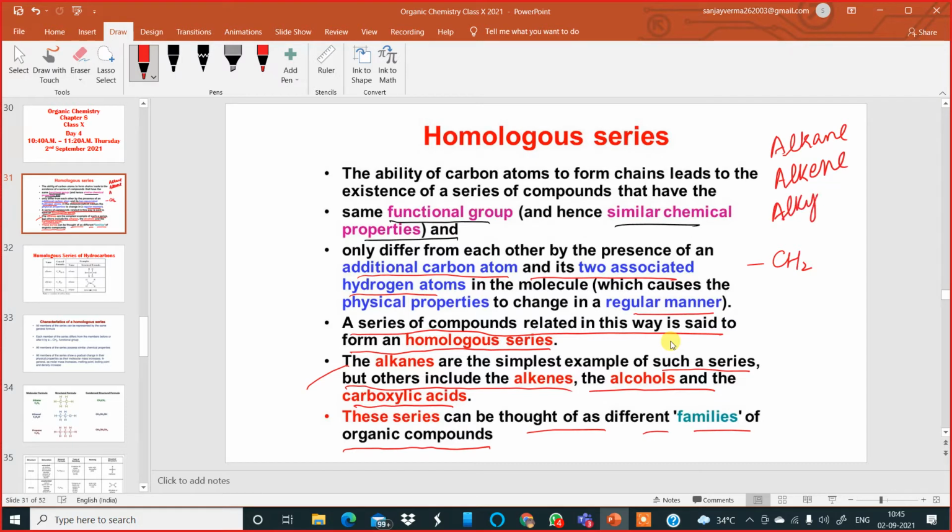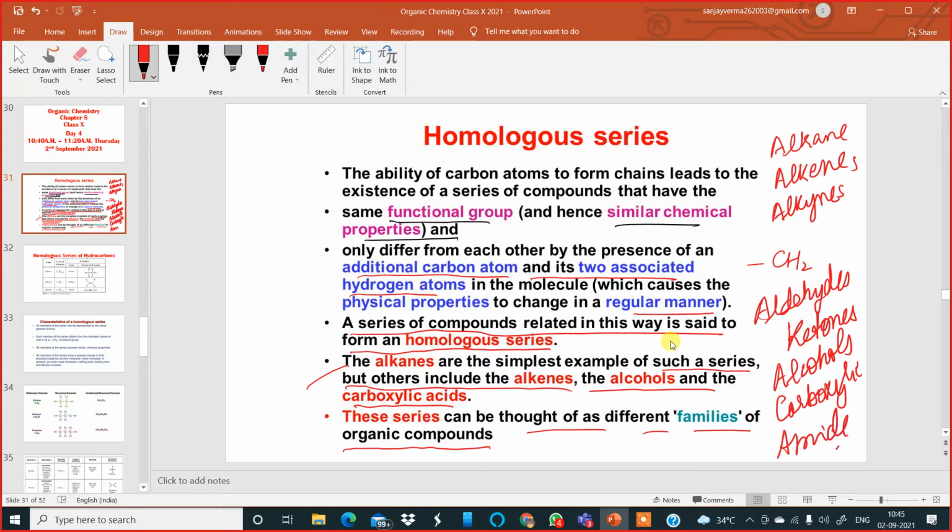Then we have alkynes, another homologous series. Then we can have aldehydes, ketones, alcohols, carboxylic acids, and after carboxylic acids, amides. There are so many. So these are all families, and each family is called, in scientific terms, a homologous series.